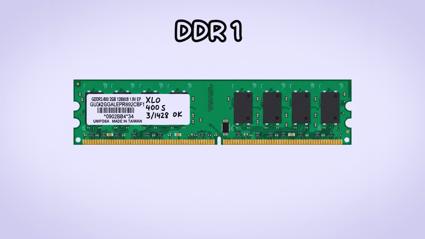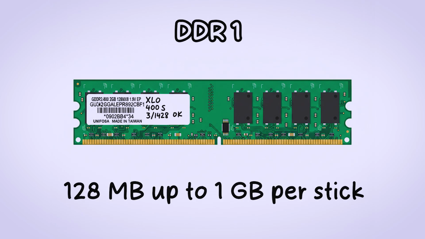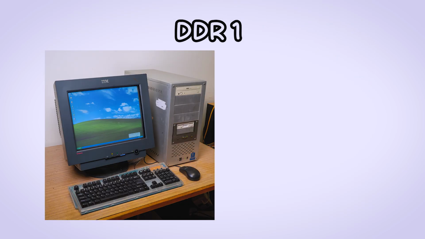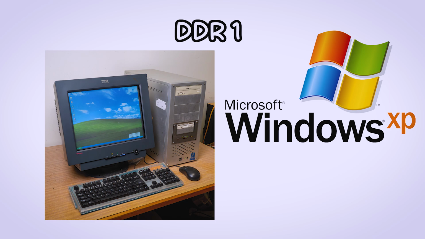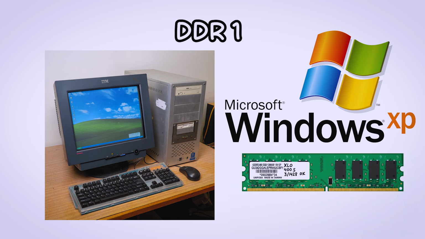DDR1 modules came in capacities ranging from 128 megabytes up to 1 gigabyte per stick. You'd typically find these in desktops from the early 2000s running Windows XP or even some older office computers. The physical design used 184 pins, which became the standard connector format.